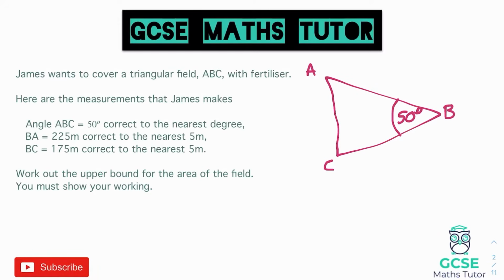We've got the length BA is 225, and that's in metres, so let's write that in. 225 metres there from B to A, and B to C is 175 metres. There we go, and there's our other length. And again, that's correct to the nearest 5. It says work out the upper bound for the area of the field, and you must show your working.